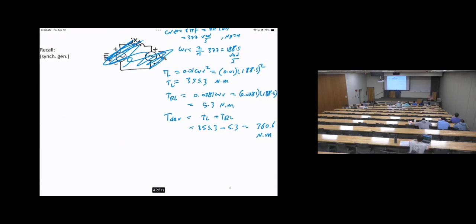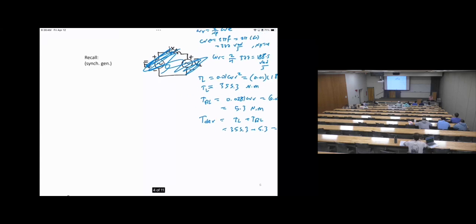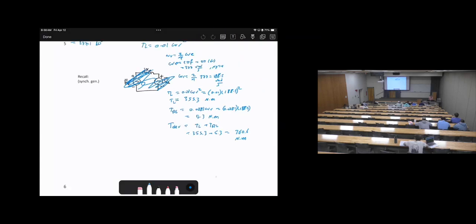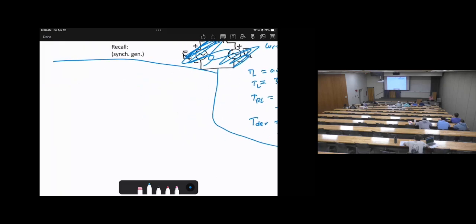Now let me write it here. We know PDEV equals TDEV times omega r. Then it will be 360.6 times 188.5, which is 67,973.1, and the unit, of course, watts.